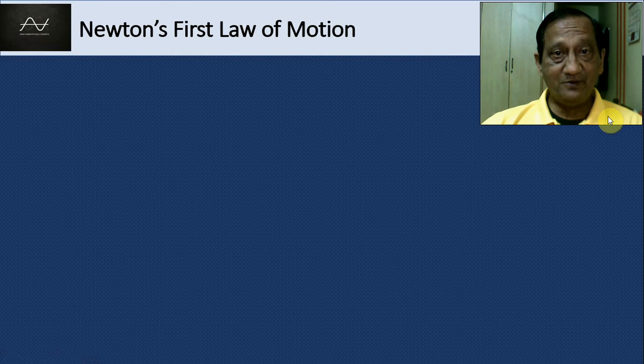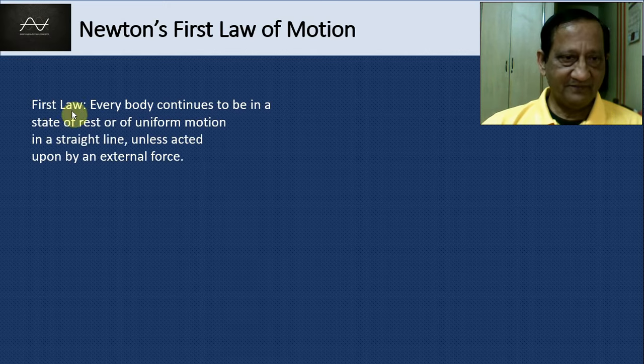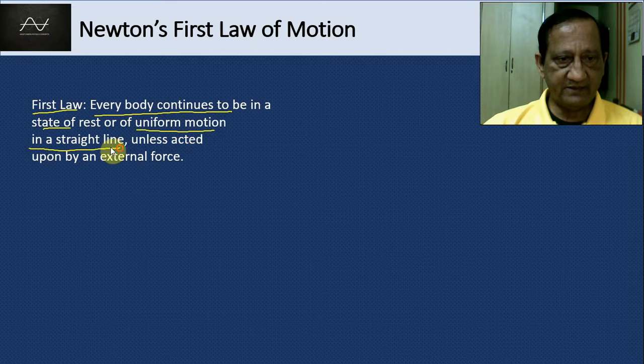Let's come to the all important chapter, Newton's laws of motion. There are three laws. In this session, we'll talk of the first two laws. Actually, the first law we have mentioned earlier. This is the first law. Every body continues to be in a state of rest or of uniform motion in a straight line, that is constant velocity, unless acted upon by an external force. No external force, no change in state.